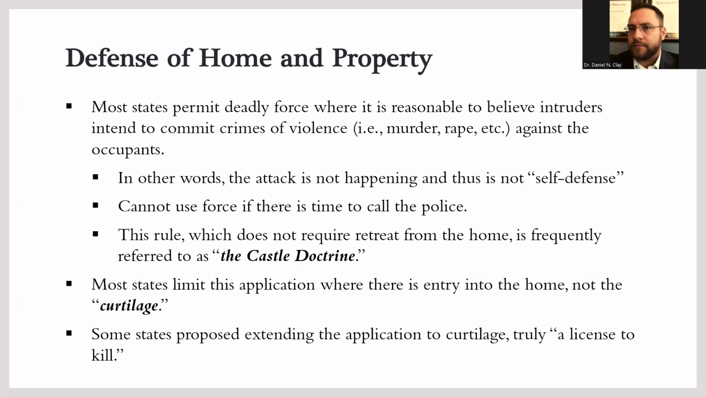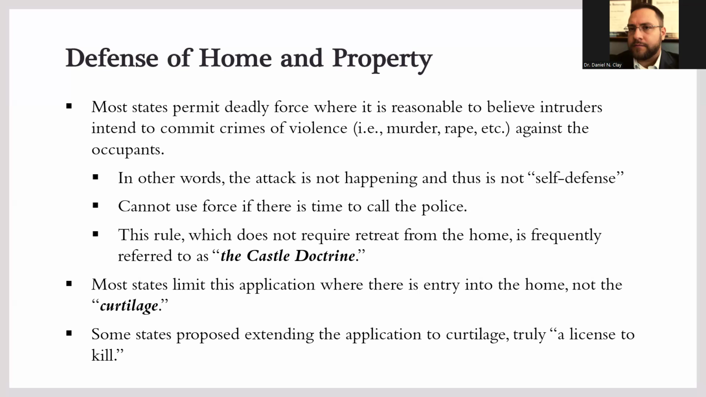Yeah, I mean, even before the attack is happening, right? Again, because if the attack is happening, you can use self-defense. We're not talking about the attack on you personally. We're saying somebody's trying to break into your house, and you reasonably believe that they're there to do something very bad, something violent. Can you use defense of home or property? It kind of just depends, right? Since the attack's not happening, it's not self-defense.